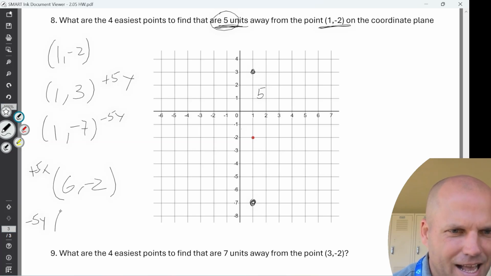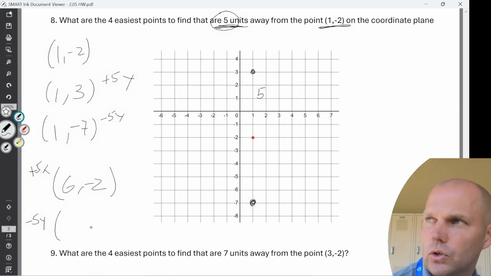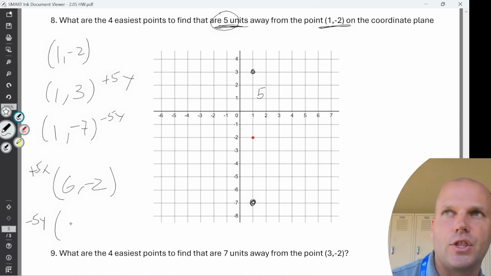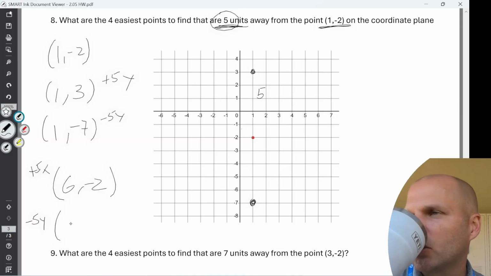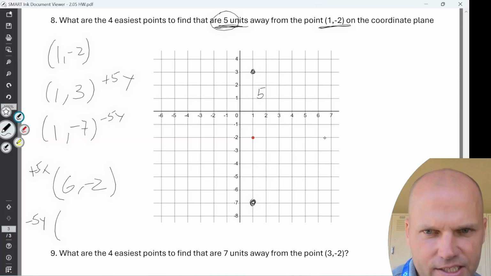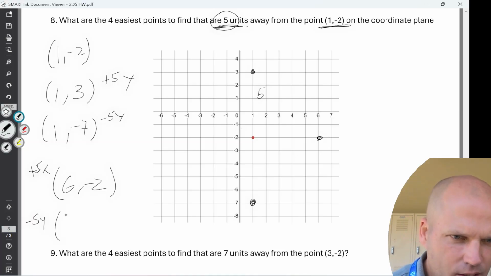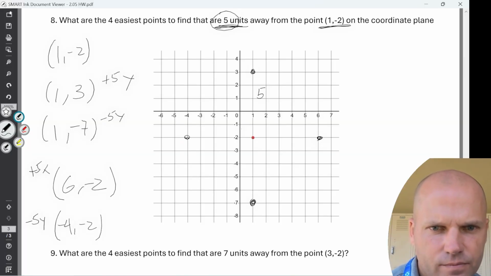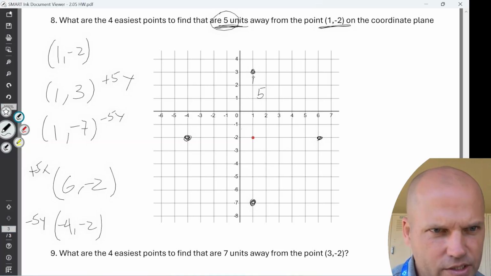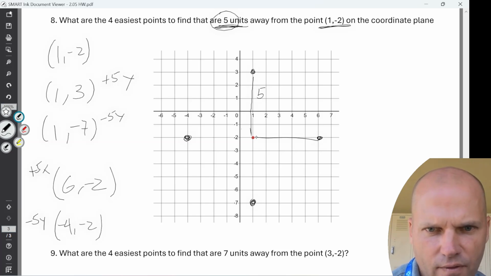And not forgetting that horizontal and vertical distances are just easy to find. Just count. There's no y change or there's no x change. You don't need the Pythagorean theorem. It's not a diagonal, so you don't need the triangle. So I have (6, -2), 5 to the right, and I have (-4, -2), which is 5 to the left. Cool. So all of these points, like (1, 3), are 5 away.